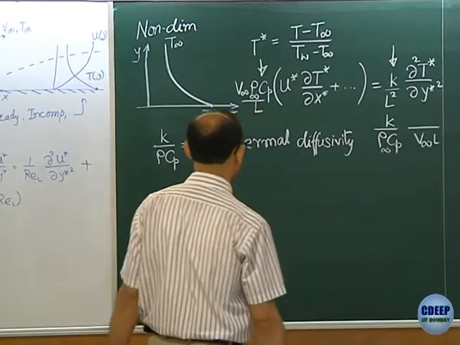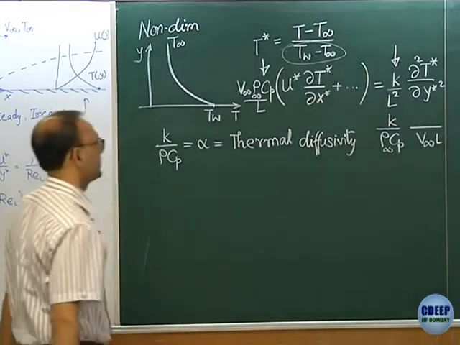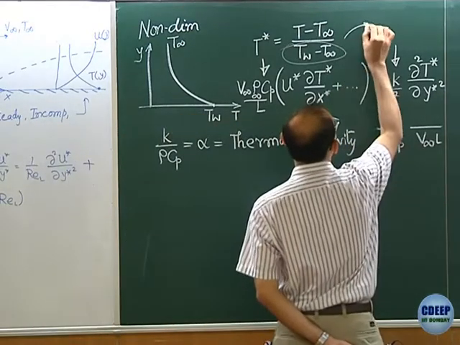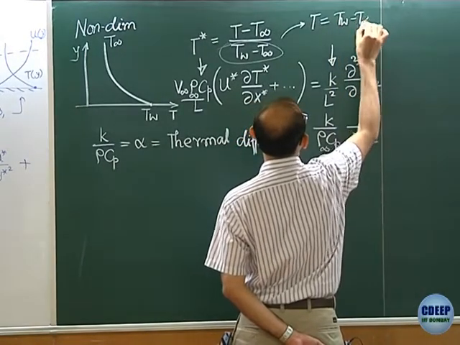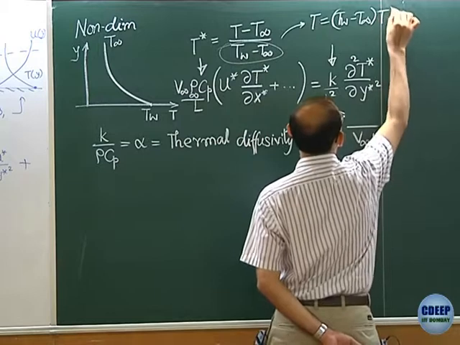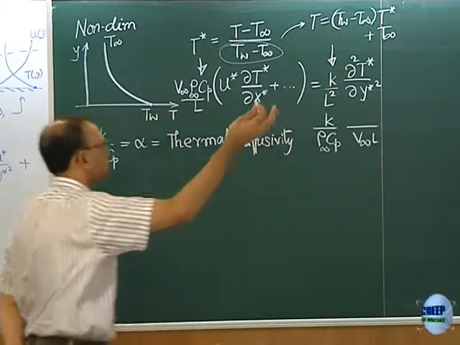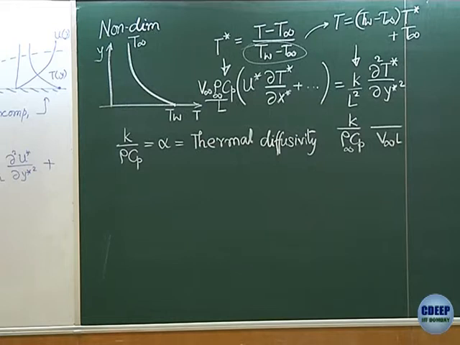I think the equation is correct. The only thing that is missing is I have not put in this factor on the two sides. When you replace temperature with T star, you have to multiply with Tw minus T infinity. And this part, you can work this out. This would be T wall minus T infinity times T star plus T infinity. But we're taking derivatives, so the last plus T infinity does not matter. That additional factor will come on both sides, and it will cancel out.